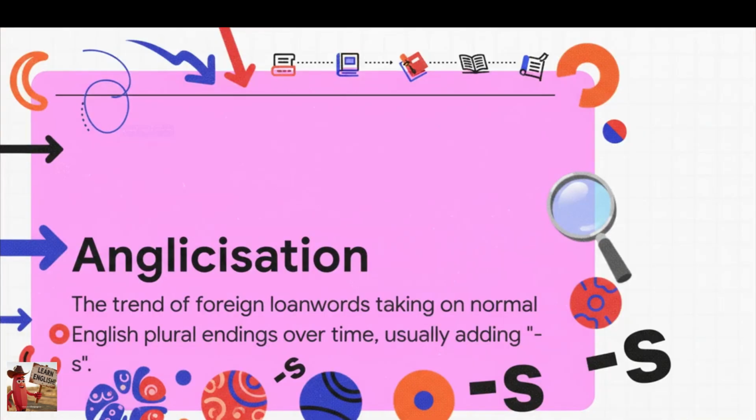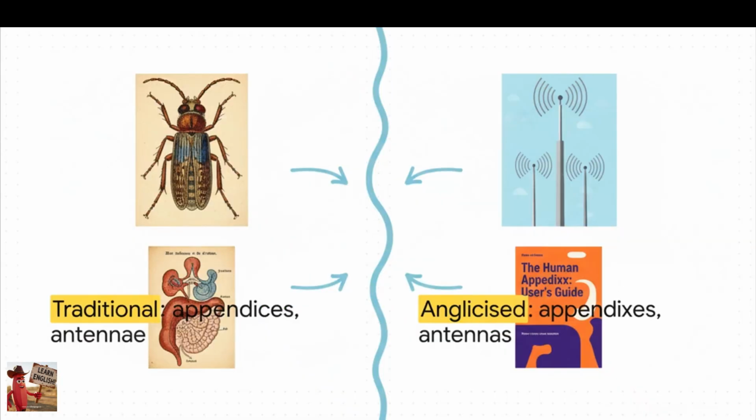But wait, here's the twist. Over time, there's this really powerful counterforce at play. It's called anglicization. Basically, it's the process where these foreign words start to, well, act more English. And that usually means dropping their old plural and just adding a good old-fashioned S. And this is where things get really interesting, because you end up with two different plurals competing with each other.